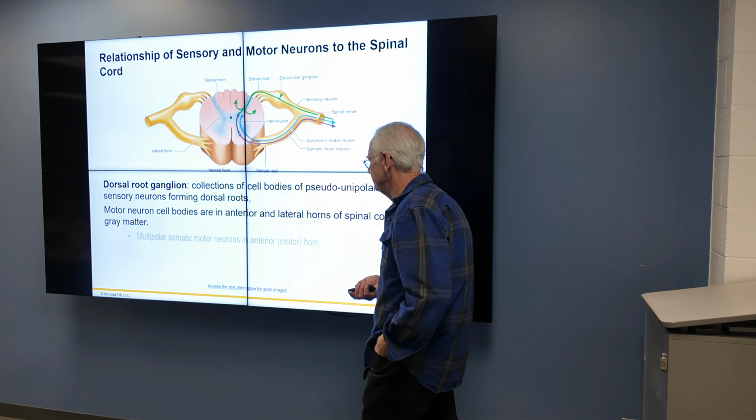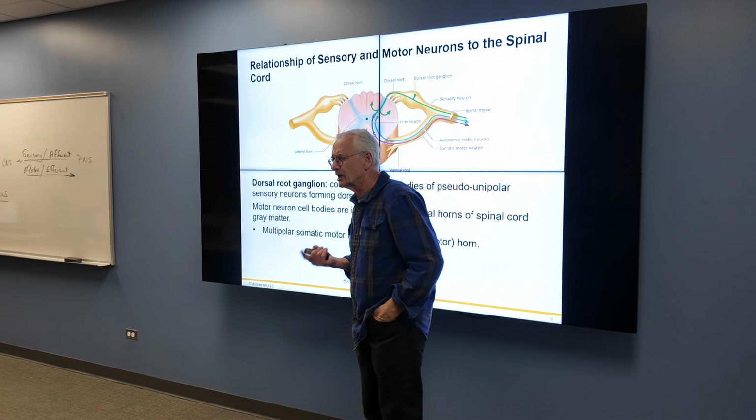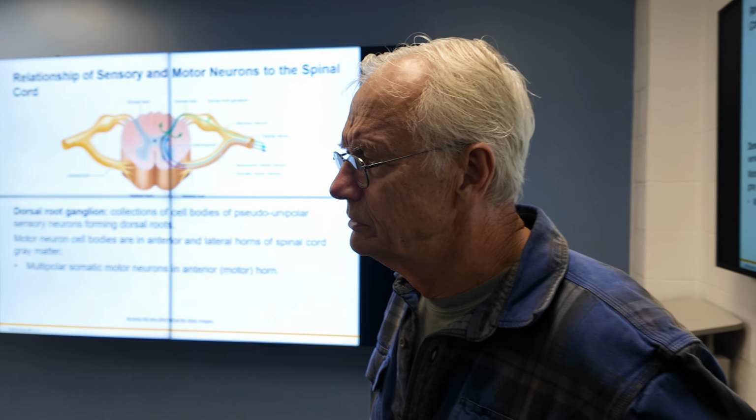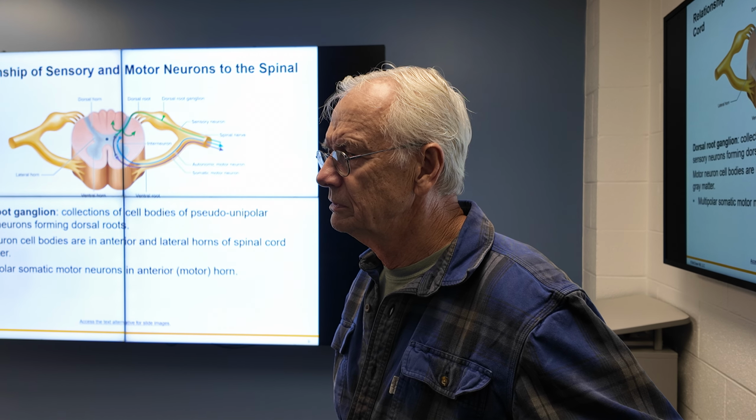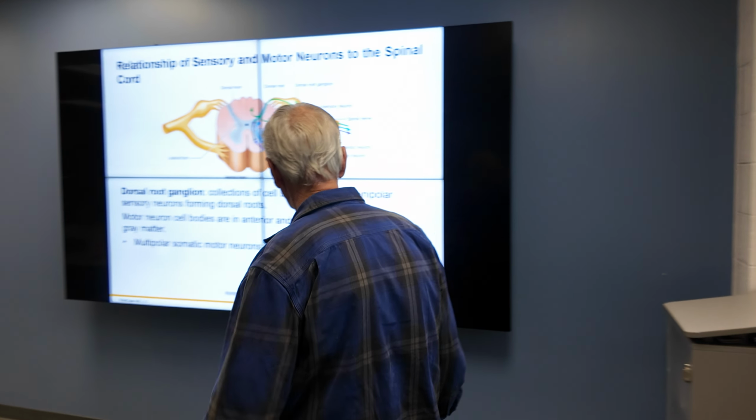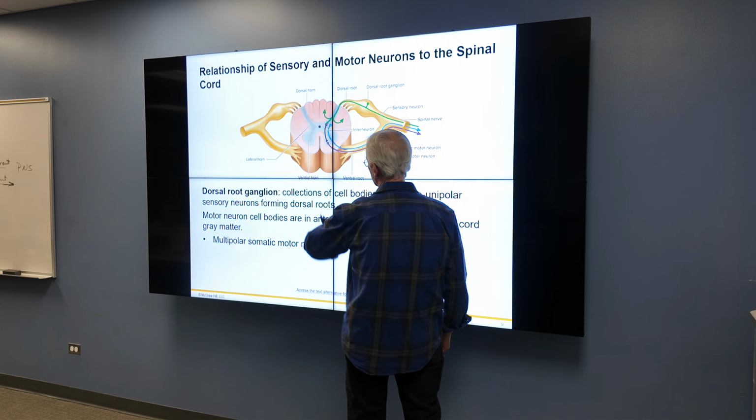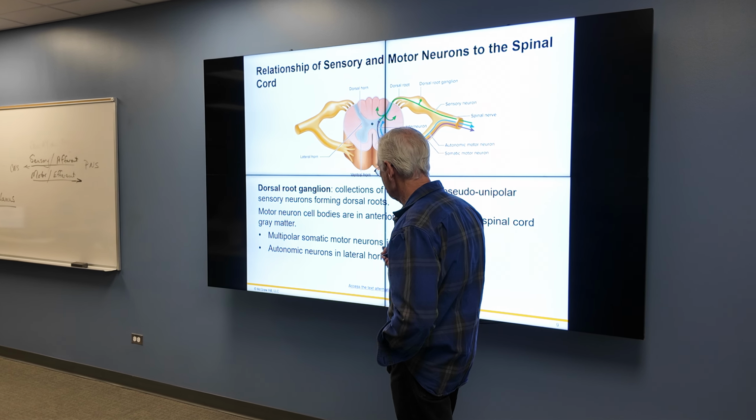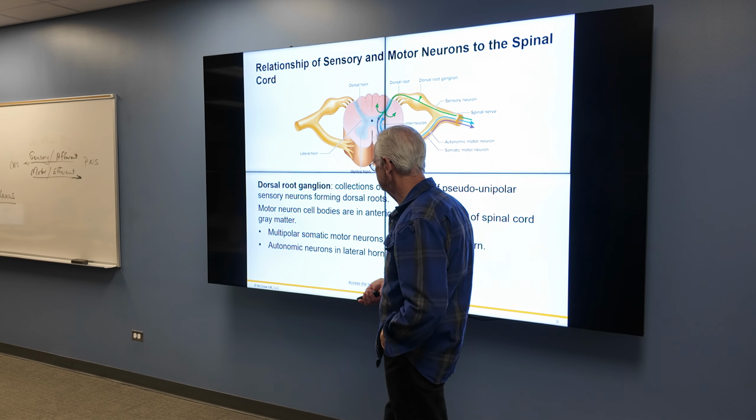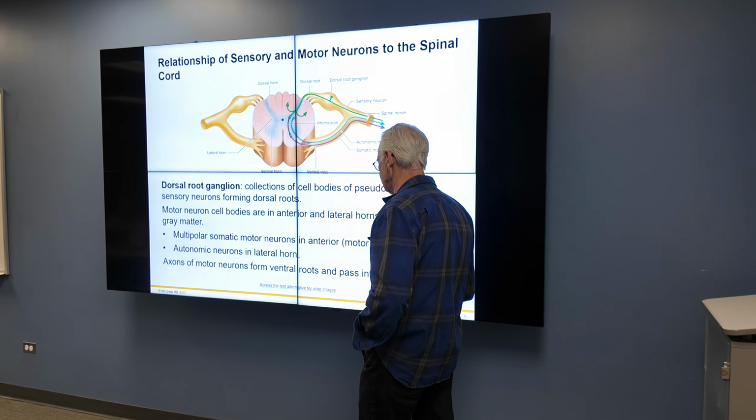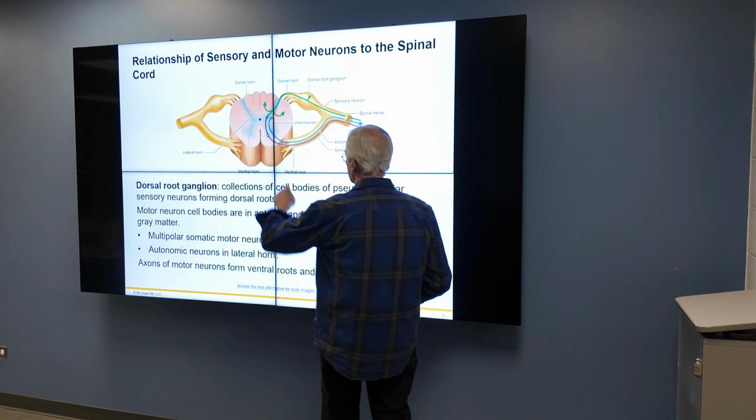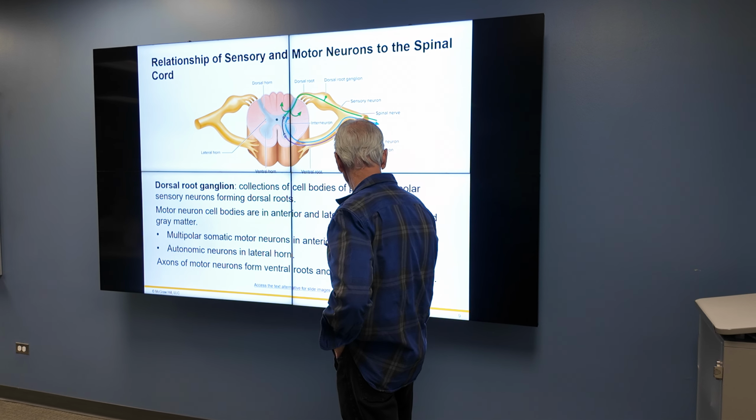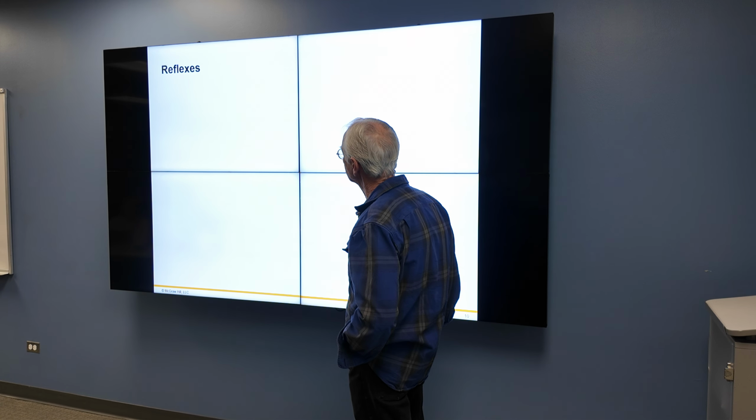So we're going to find here that we have multipolar. What was the most common type of neuron we talked about? Wasn't it the multipolar? Anterior motor horn here. Autonomic neurons in the lateral horns. The autonomic, when you talk about sympathetic and parasympathetic. Axons of motor neurons form the ventral roots, okay, and then they're going to pass out through the spinal nerves out to a particular area of the body.